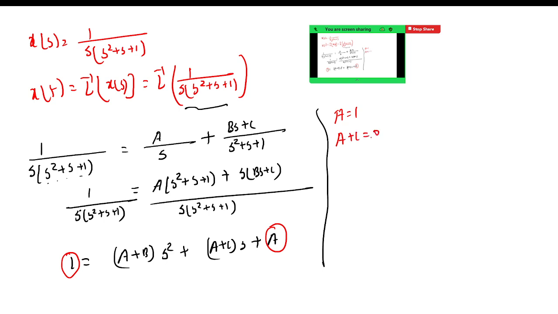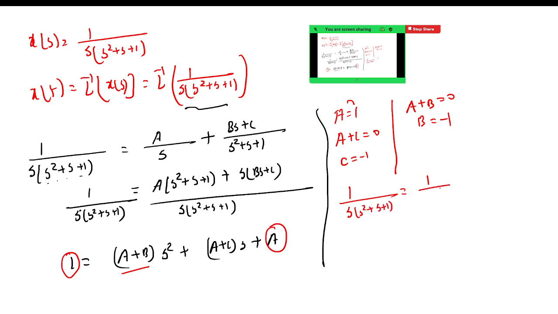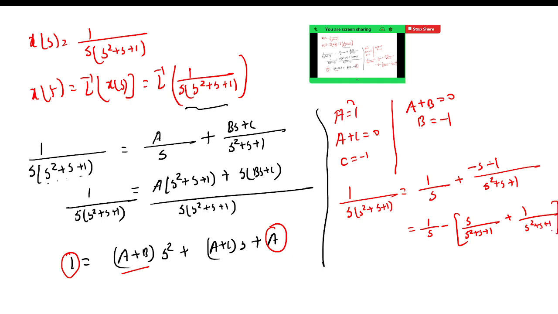Again, A plus C equals 0 because there is no coefficient of s on the left hand side. Since A is 1, the value of C is minus 1, right? Since A plus B is also 0 and A is 1, B is equal to minus 1. So the partial fraction 1 upon s into s square plus s plus 1 equals 1 by s plus (minus s minus 1) divided by s square plus s plus 1. So you can write 1 upon s minus s upon s square plus s plus 1 minus 1 upon s square plus s plus 1. Any doubt?